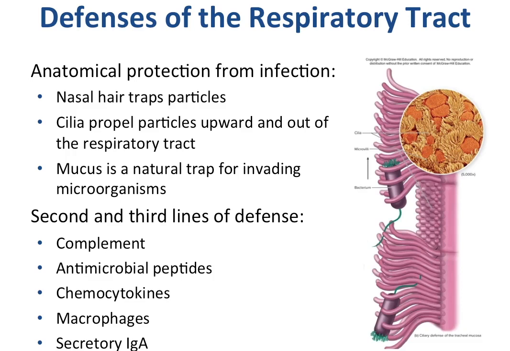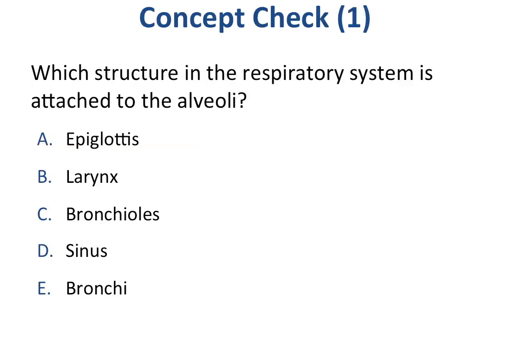So, it can also secrete mucus. This is the first line of defense. The respiratory tract also has the second and third lines of defense, such as the immune cells, also the antibodies and complements.